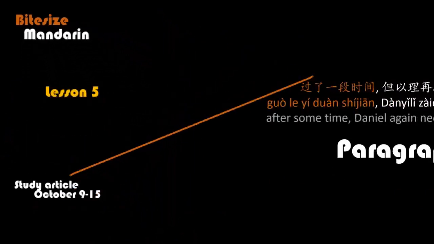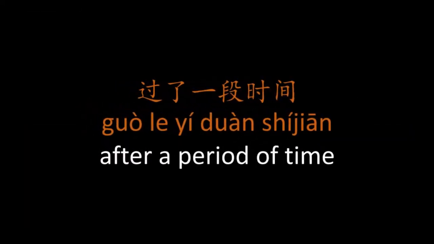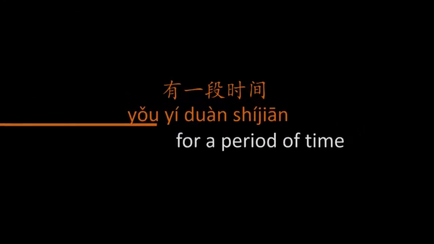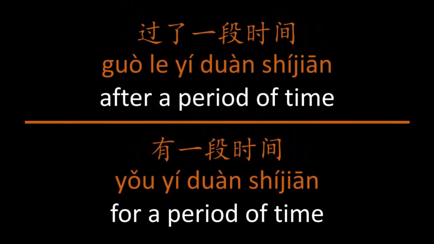So let's have a look at two final points from this article, both of them from paragraph 5. So the first sentence is 过了一段时间，丹尼里再次需要显出勇气。After some time, Daniel again needed to display courage. So this is the first phrase, 过了一段时间, after a period of time. Now later on in the same paragraph, there is this sentence, 丹尼里说，国王有一段时间不能坐在王位上。Daniel said the king would lose his throne for a period of time. So we have another time phrase, 有一段时间, meaning for a period of time. So, 过了一段时间, after a period of time, 有一段时间, for a period of time.